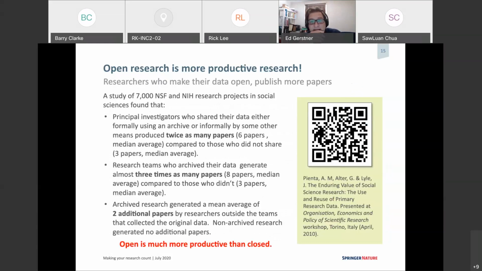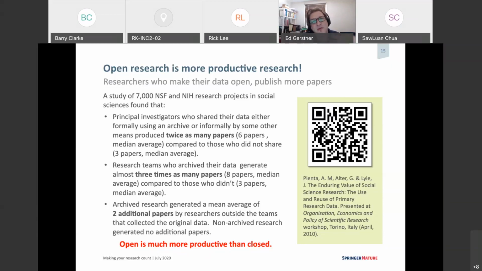Also, there are studies to show that open research is more productive research. Analysis of 7,000 NSF and NIH funded research projects found that those researchers who conducted their research with a view to opening up the data and providing data openly turned out to be twice as productive. They produced more papers, twice as many papers on average, from the original labs themselves, as those studies that didn't share their data.